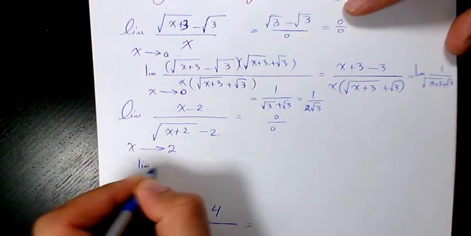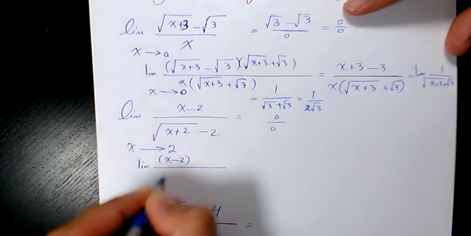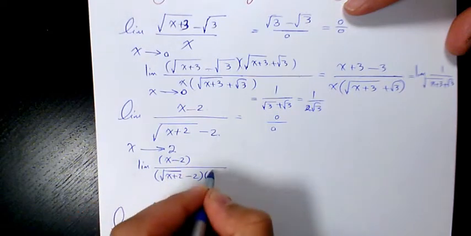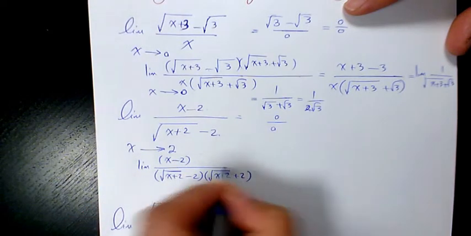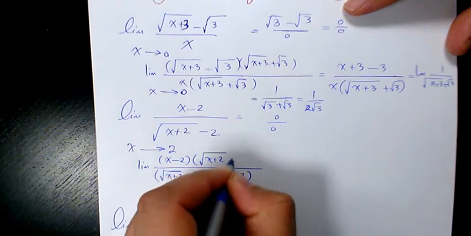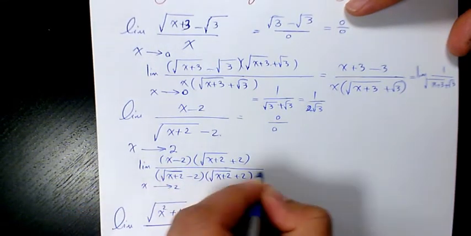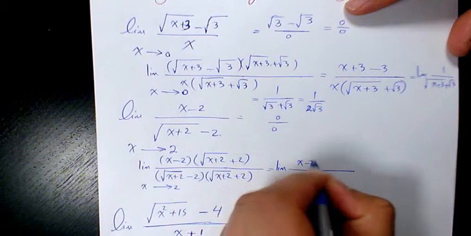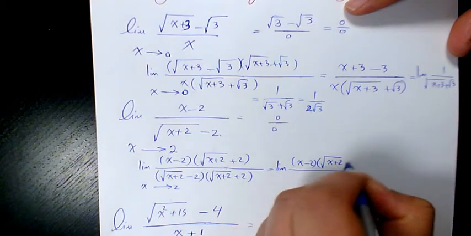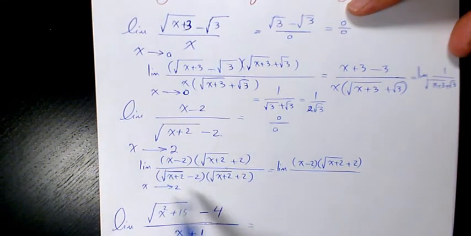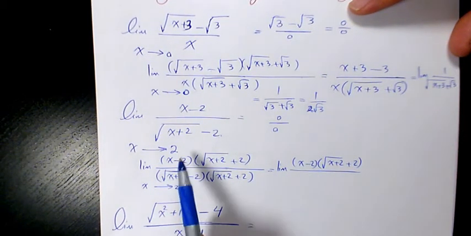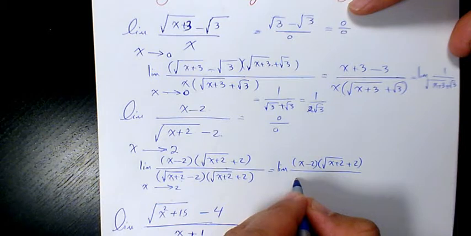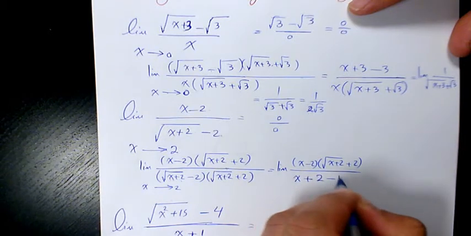So it's going to be limit of x minus 2 over square root of x plus 2 minus 2, times square root of x plus 2 plus 2 over square root of x plus 2 plus 2, when x approaches 2. So here will be limit of x minus 2 times square root of x plus 2 plus 2 over, here we have a difference of squares, square root of x plus 2 to the power of 2 is going to be x plus 2, and here minus 2 to the power of 2, so it's going to be x plus 2 minus 4.